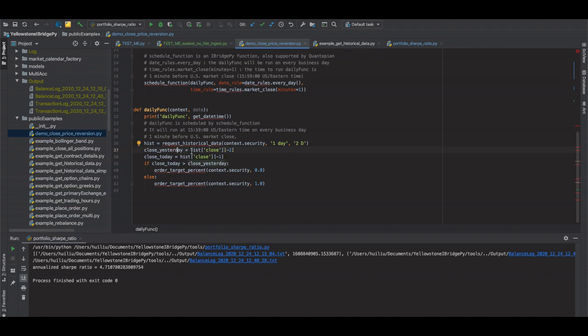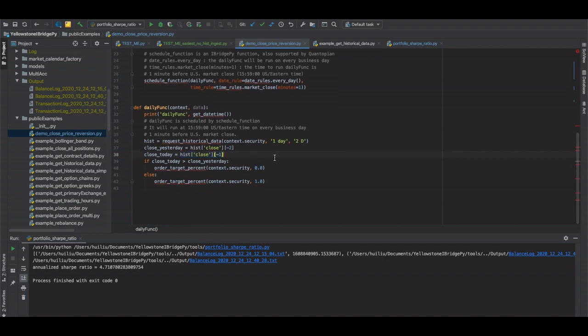The close price is this. Yesterday's close price is this, and today's close price, even if the market is not closed, but we assume at this moment the price is very close to close price already. If close price today is greater than yesterday, we want to sell, so we use an IBridgePy function called order target percentage. Otherwise, we long this position. And this is the strategy we are going to backtest in IBridgePy.